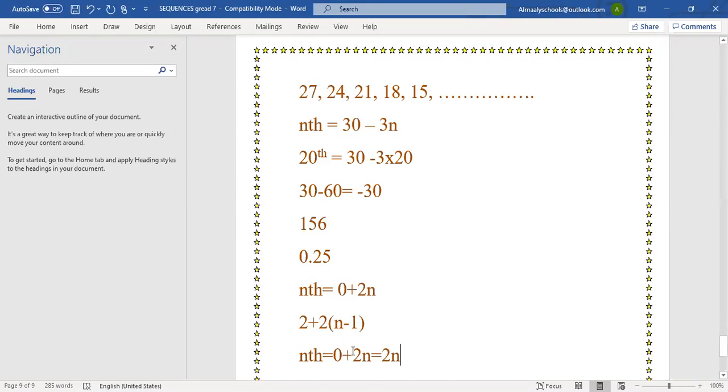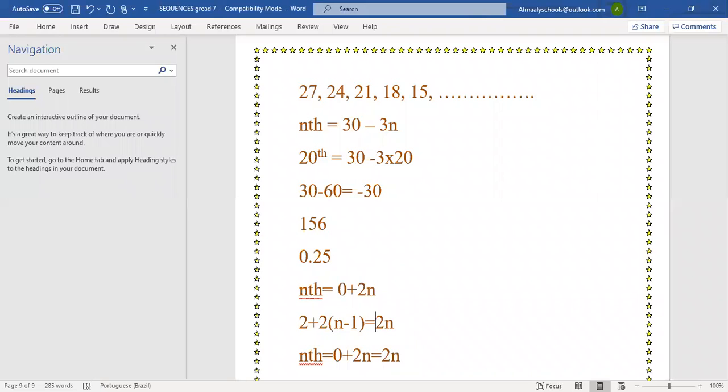Okay, my sons. Also, if you simplify the first expression, it will be 2 plus 2n minus 2 multiplied by 1, which equals 2n plus 2 minus 2, and 2 minus 2 equals 0. Understood? So it will be 2n again.